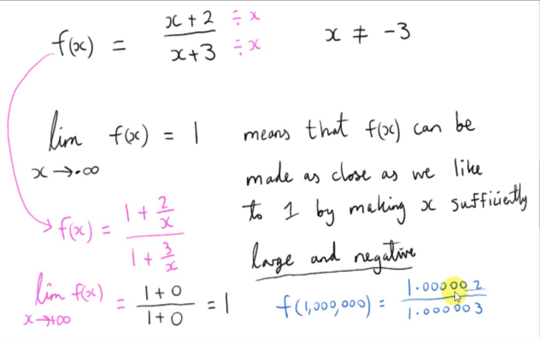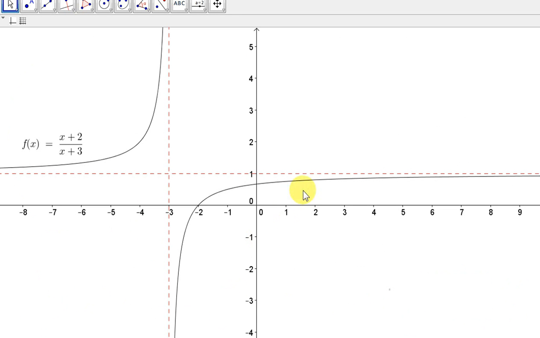And notice also that this number on top is smaller than the number underneath. So that means that this fraction is less than 1. So as x tends towards plus infinity, f of x is indeed approaching 1, but it's approaching it from below. And that's exactly what we see here in the picture, in the graph. See, for values of x that are greater than 0, f of x is less than 1, but f of x is approaching 1 as x gets larger and larger.